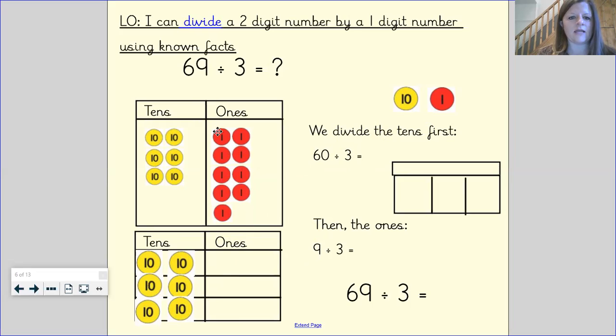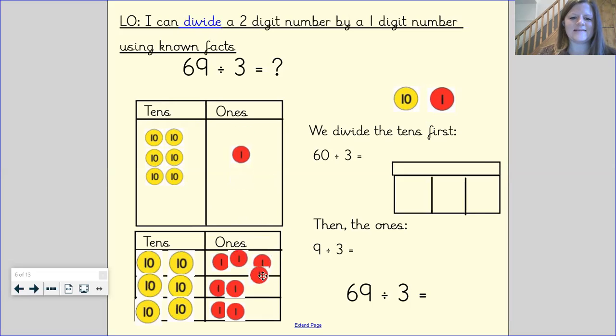And then I've got 9 that I need to divide into 3. So now I move my 9: 1, 2, 3, 4, 5, 6, 7, 8, 9. And if you were drawing these, this is absolutely fine. So now I've done 9 divided by 3. First of all, I've done 60 divided by 3, and that gave you 20. And then you've got 9 divided by 3, which leaves 3 in each row. So, put them back together: 69 divided by 3 is 23.